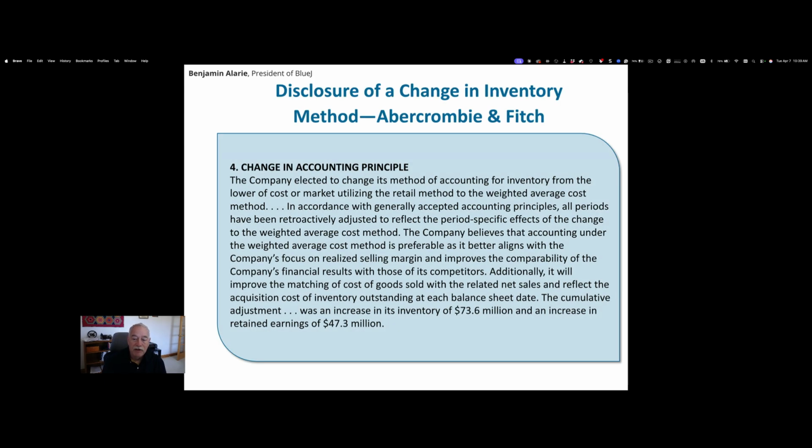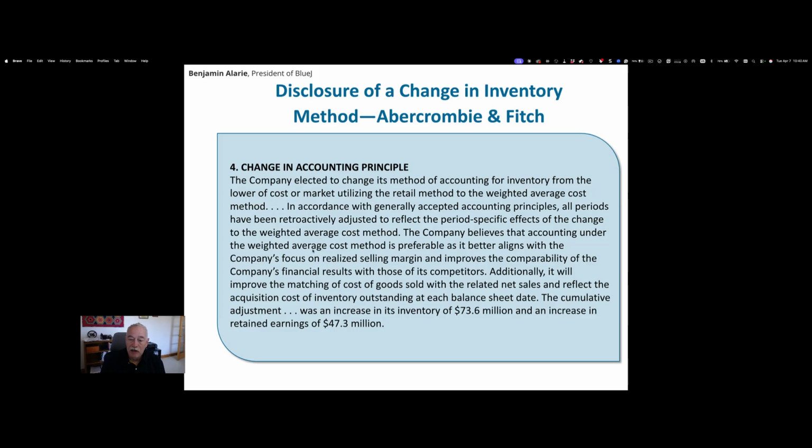Here's an example of a change in inventory method. They are changing for inventory from the lower of cost or market using the retail method to the weighted average cost method in accordance with GAAP. So both of these were GAAP. All periods have been retroactively adjusted to reflect the new accounting method, weighted average.